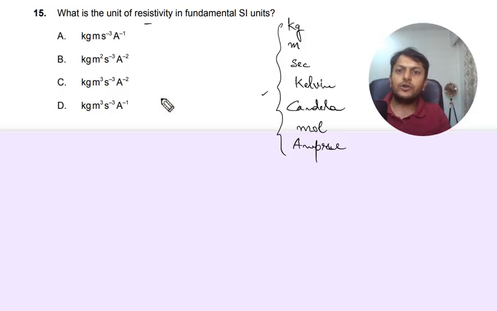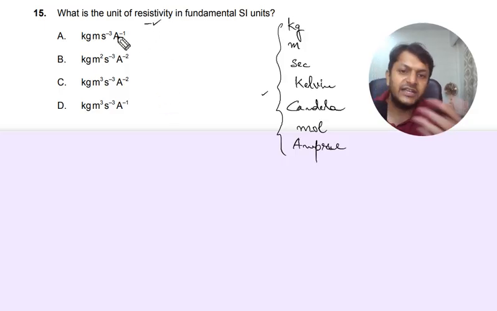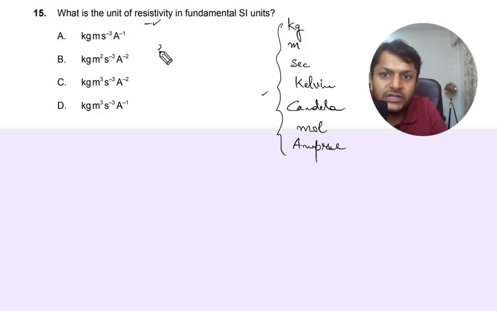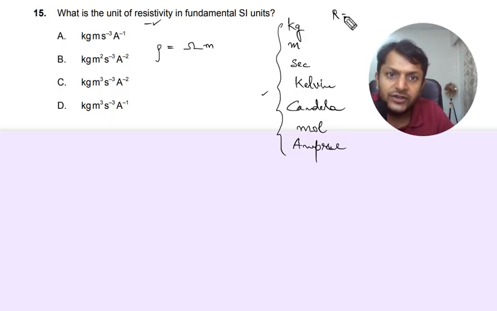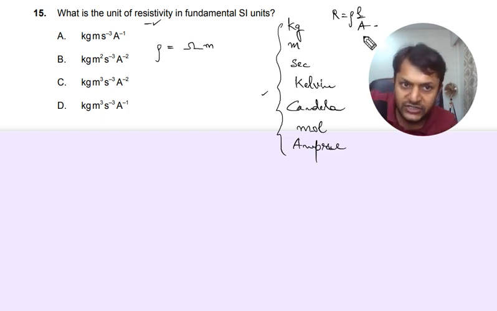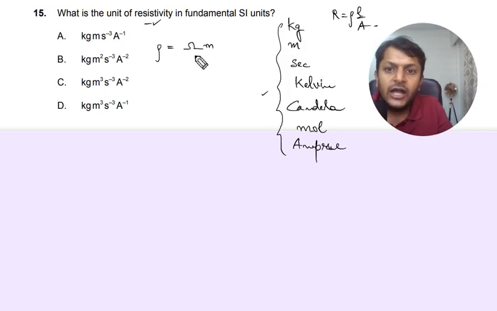So we have to convert the unit of resistivity into these fundamental units. Now what is the unit of resistivity? You must be remembering it is ohm meter, or you can even derive that from the formula: resistance is equal to resistivity into L by A. Now this ohm has to be broken down a couple of times.